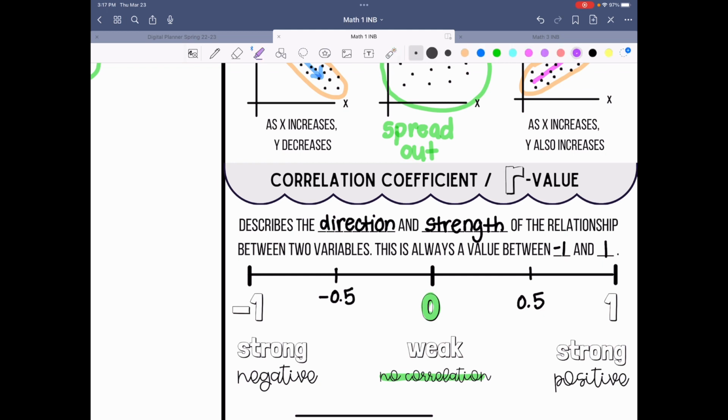So if I have a number for R and that number falls between 0 and negative 0.5, then that's going to be weak and negative.